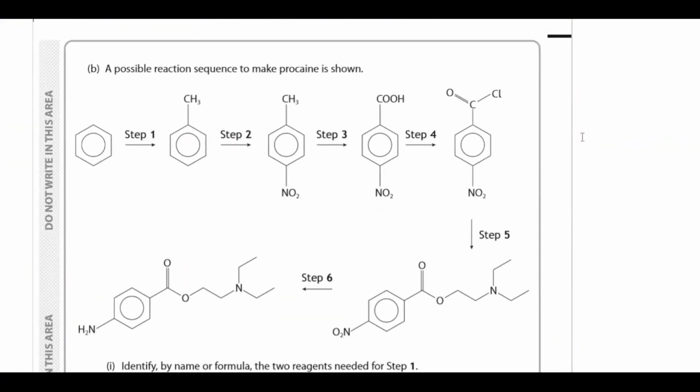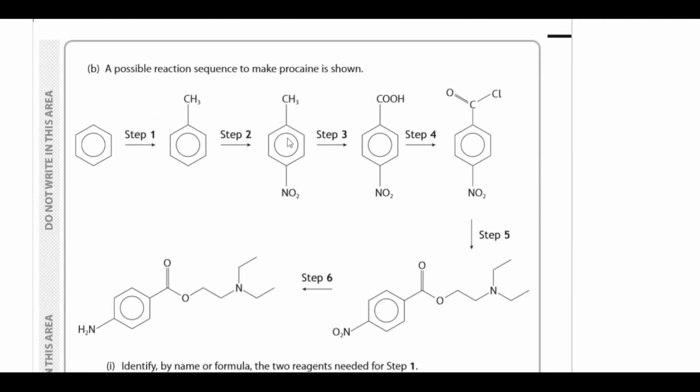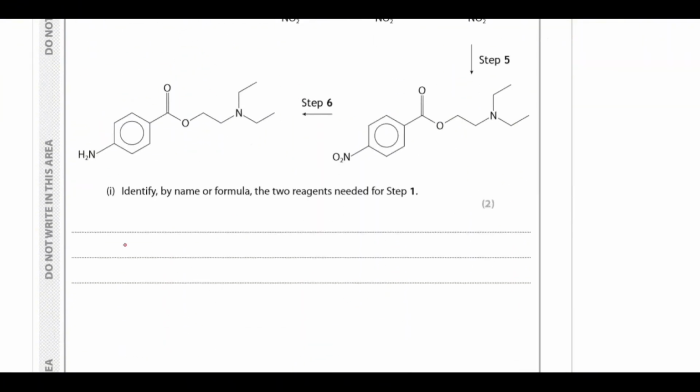So this will be the molecular formula of procaine. Now, moving on to the next question, B. A possible reaction sequence to make procaine is shown. So this is the possible reaction sequence down here. They're saying to identify by name or formula the two reagents required for step one. In step one, we can clearly see what is happening down here. You are basically doing methylation, we're adding a methyl group. So alkylation of benzene involves one of the reagents being a halogenoalkane. In this case, since a methyl group is added, we'll be using the halogenoalkane chloroalkane.